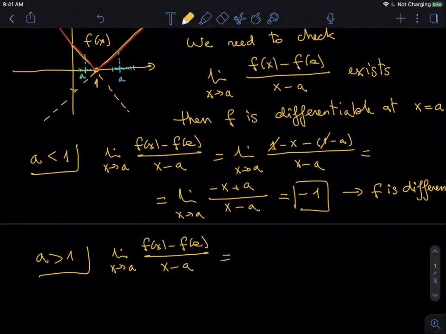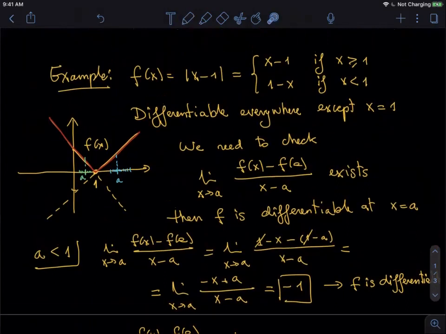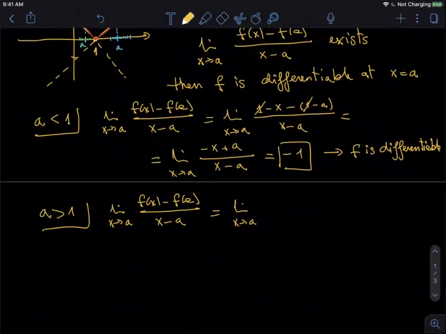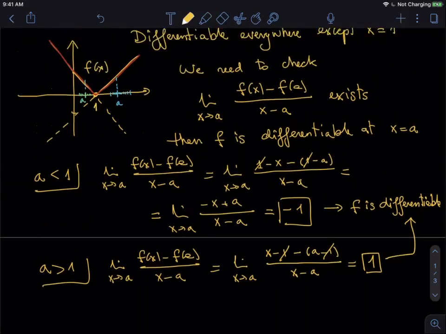So this would be the limit as x tends to a. What is f of x? In this case, it's given by x minus 1 because x is bigger or equal than 1. In this case, bigger actually. So this is x minus 1 minus a minus 1, because a is bigger than 1, divided by x minus a. And again, the ones cancel out, and I get x minus a divided by x minus a. So the limit is 1. So then f is differentiable at a bigger than 1.